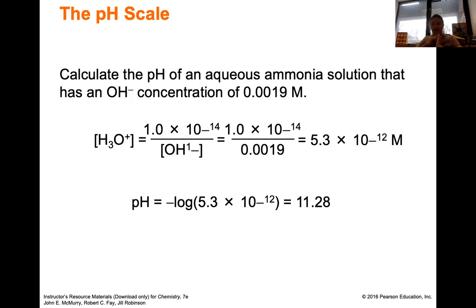And when you do that, you get a low concentration for H3O plus, 5.3 times 10 to the minus 12. When you take the negative log of that, the number had two significant figures. So we have 2 to the right of the decimal, and the 11 is essentially the base 10 that you're talking about. So that's an exact number.